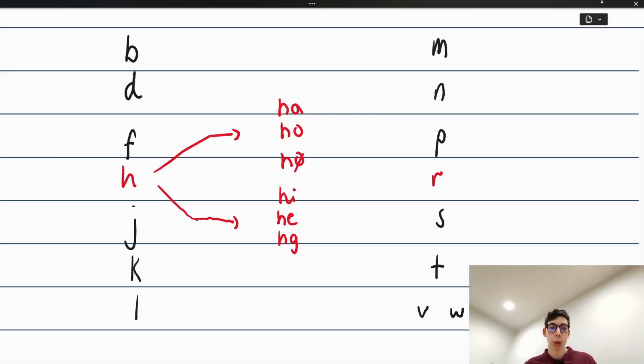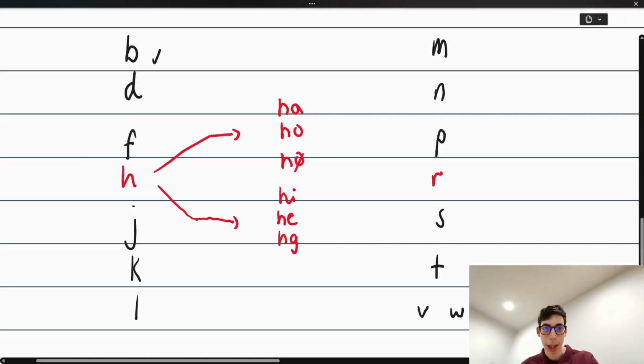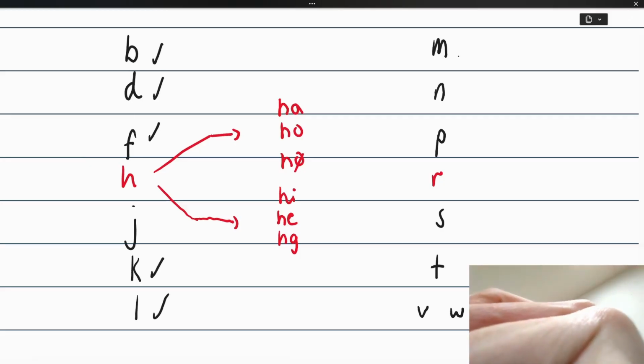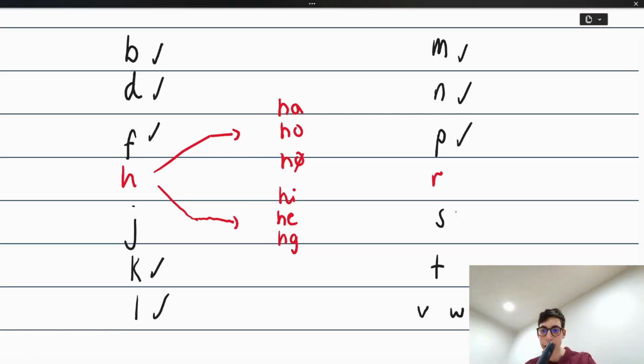So first of all, I'm just going to tick off some letters. I'm going to tick off B, D, F, K, L, M, N, P, S, T, and V. And the reason I'm going to tick these off is that these are the same as you'd expect them to be in English. So B, D, F, K, L, M, N, P, S, T, V. Right? So nice and easy. They're literally the same. Obviously, I know in English different letters can be silent or have weird pronunciations.